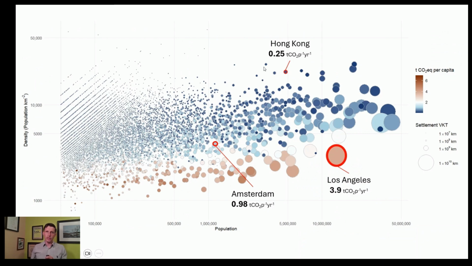So here are the answers. You can see that Los Angeles is the large orange dot down here in the right-hand corner. It is the largest autocentric city in the world at 3.9 tons per person per year in transportation. Amsterdam is a light blue at 0.98 tons per person per year. And Hong Kong is a dark blue at 0.25 tons per person per year. I just wanted to give those examples to highlight the fact that we have options for reducing our transportation emissions.